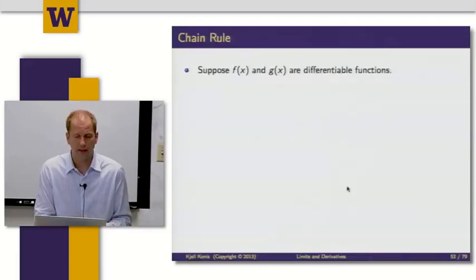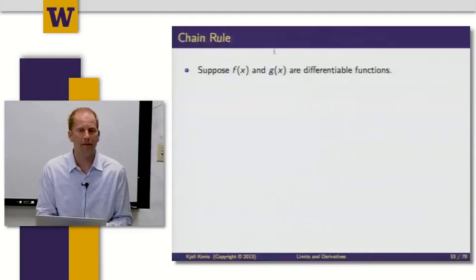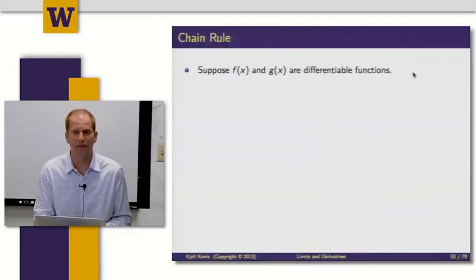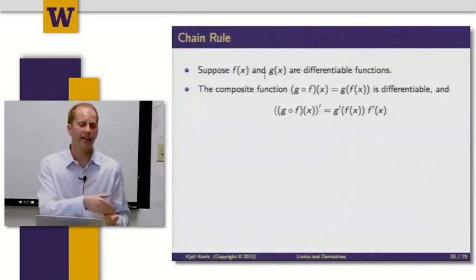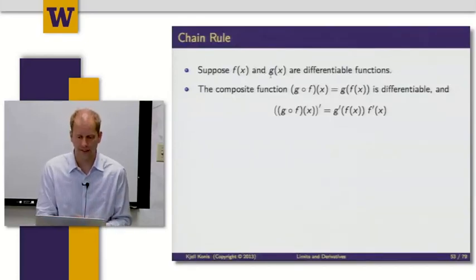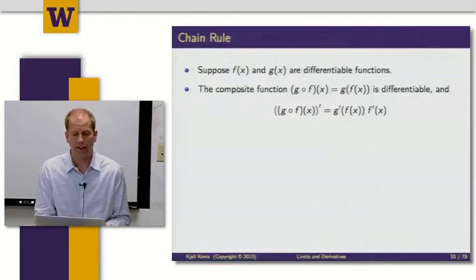So the next rule I want to talk about is called the chain rule. This is probably the most important rule and where you will make the most mistakes. Again, we're going to talk about two differentiable functions, f of x and g of x. Last time we thought about multiplying them together. This time we're going to think about evaluating f of x, taking the result of that and feeding it into g of x. That's called a composite function.